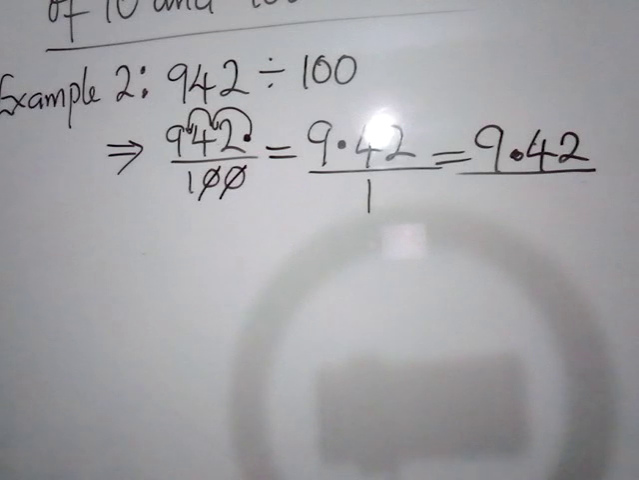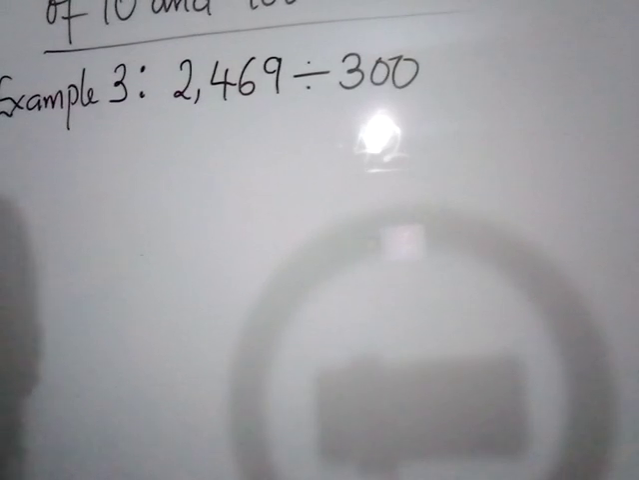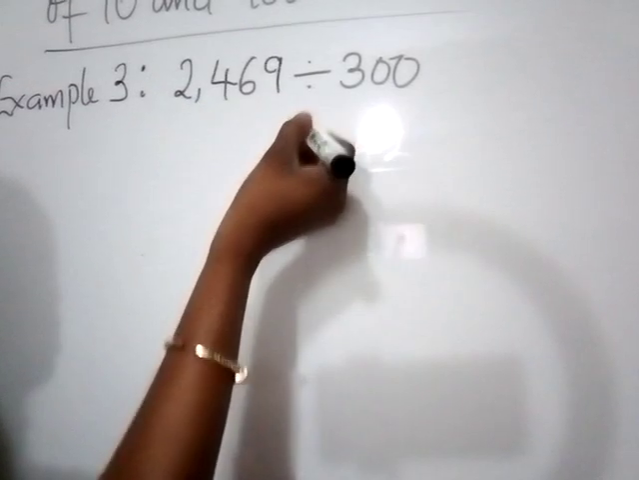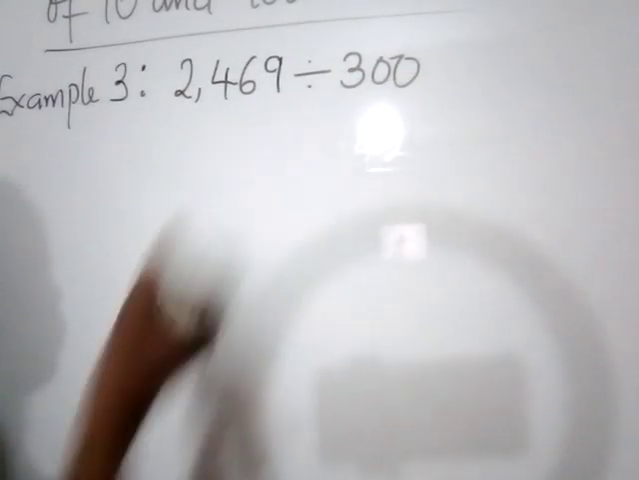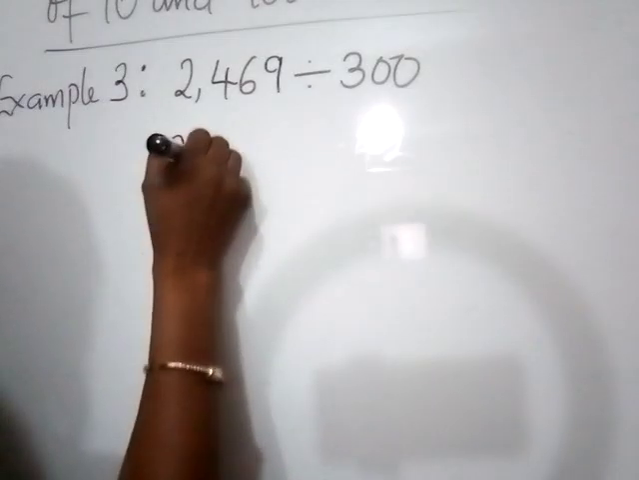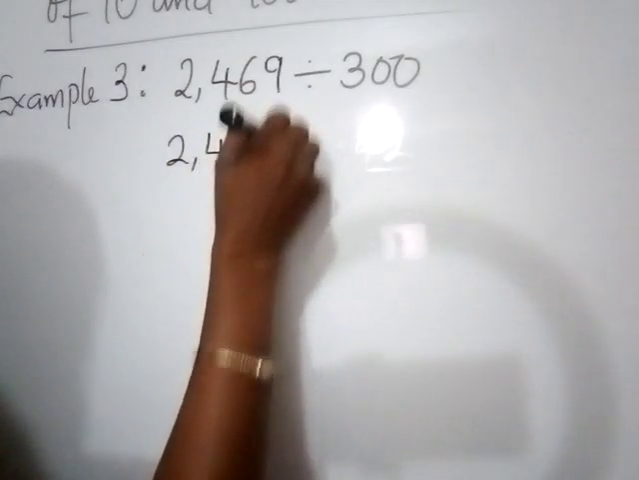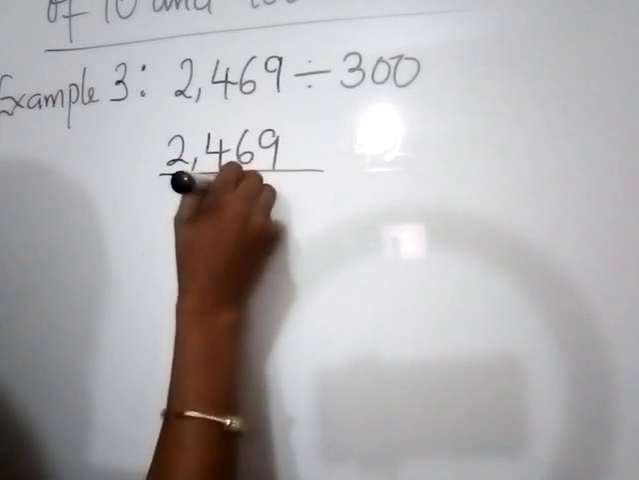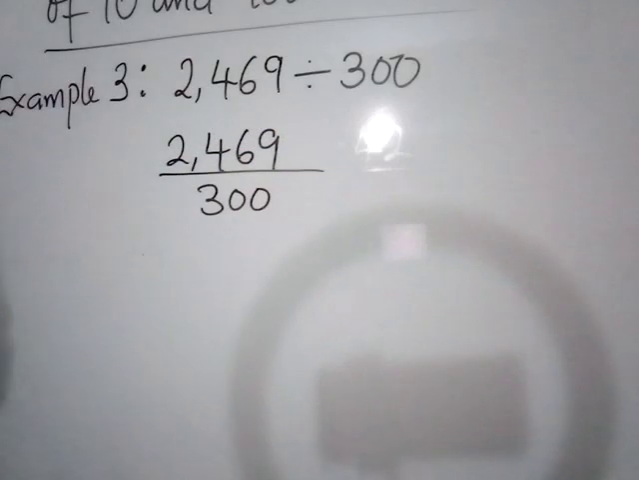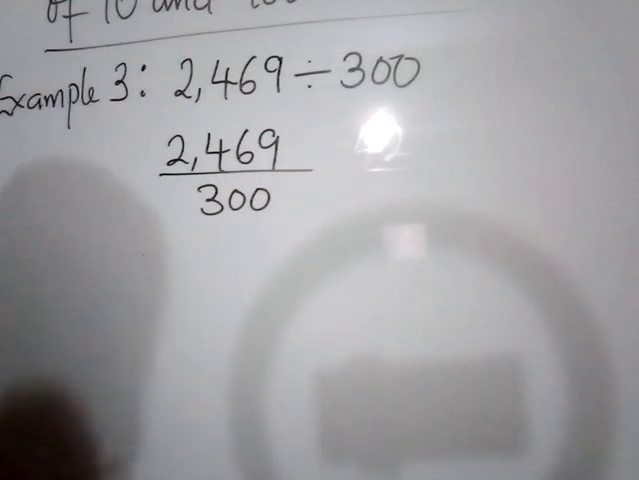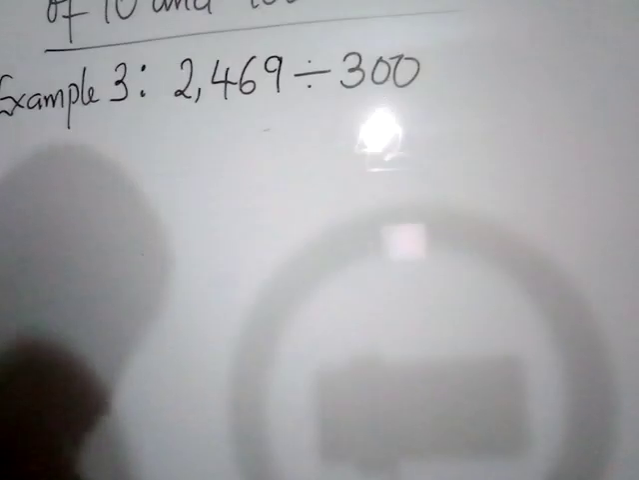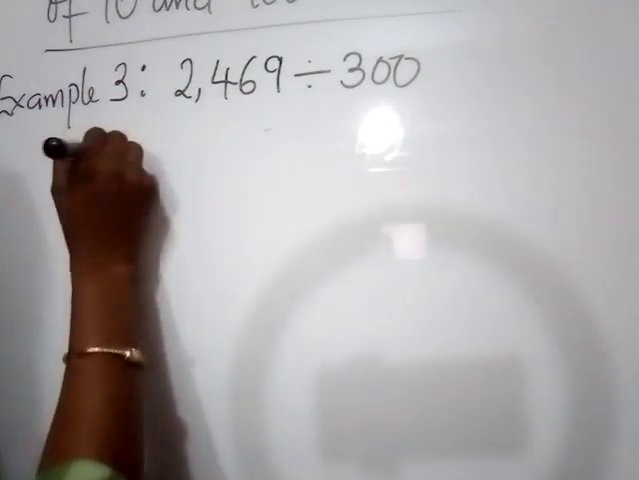So let's take one more example in this group, and that will be it for today. Okay, so here we have 2,469 divided by 300. Remember, we're dividing by multiples of 100. So we have 469 divided by 300. Okay, so here let me take it back a little so that we have enough space to work with.